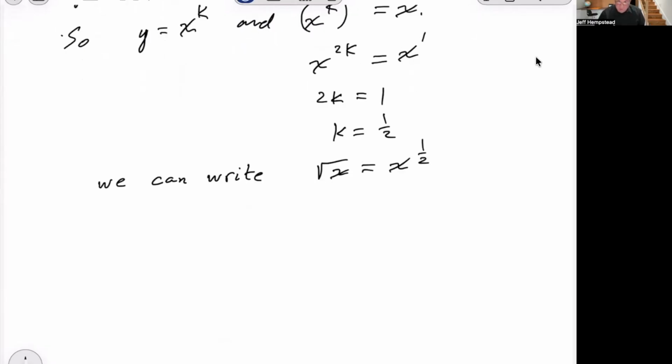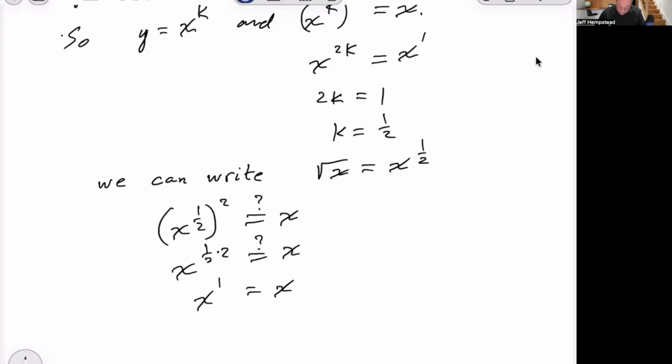If that's the square root of x, then we should be able to square that. We should be able to square x to the 1/2. Is that equal to x? Well, that's x raised to the 1/2 times 2. Is that equal to x? Yeah, it sure is. Okay, so that's how we're going to annotate square roots. We're going to say that a number raised to the 1/2 power is the square root of that number.